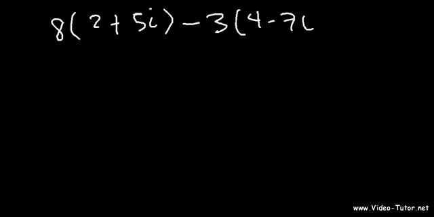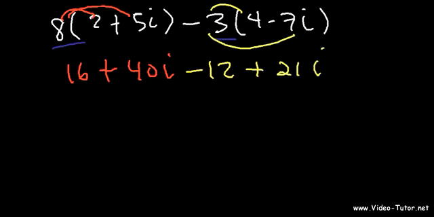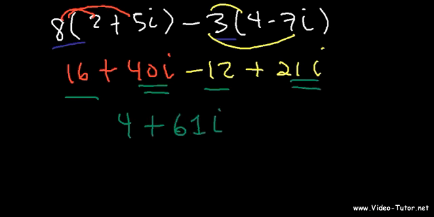Try this one. So let's say if you have 8 times 2 plus 5i minus 3 times 4 minus 7i. So what you want to do is distribute the 8 and then the 3. So 8 times 2 is 16, and 8 times 5i is 40i. Negative 3 times 4 is negative 12, and negative 3 times negative 7i is positive 21i. So now add like terms. 16 plus negative 12, or 16 minus 12, is 4. And 40i plus 21i is 61i.